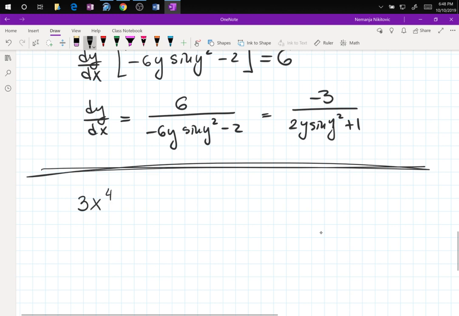Three x to the fourth minus 4y to the sixth equal to 2xy. The derivative in respect to x.